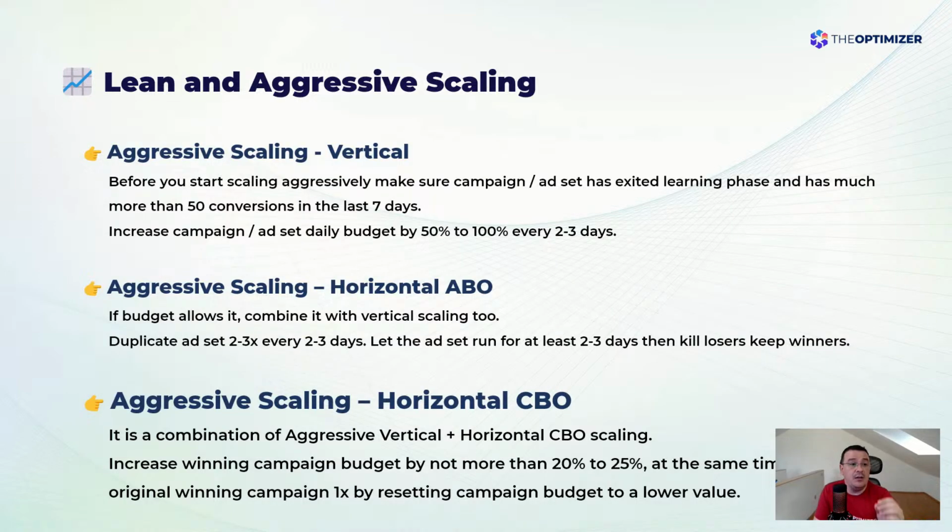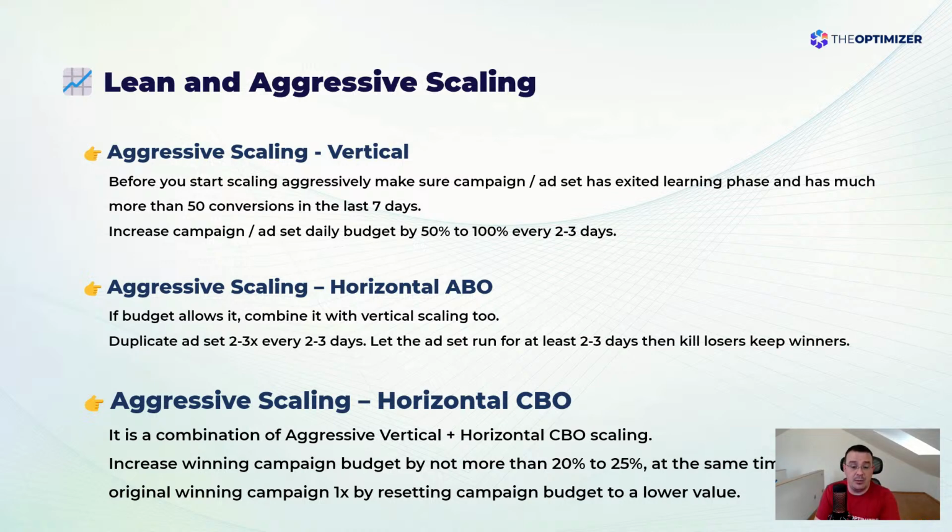Moving to aggressive scaling. In terms of aggressive scaling, we are talking about scaling the budget every 2 to 3 days by 50% to 100%, and sometimes even more. When do we do this? We do this only, and I want to emphasize this, if we have more than 50 conversions in the last 7 days, but we would like to have more. If we have 100, the more the better. The more conversions in the last 7 days, the better, but the bare minimum is 50 conversions.